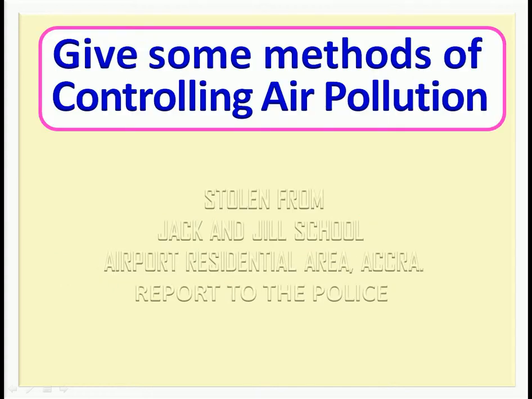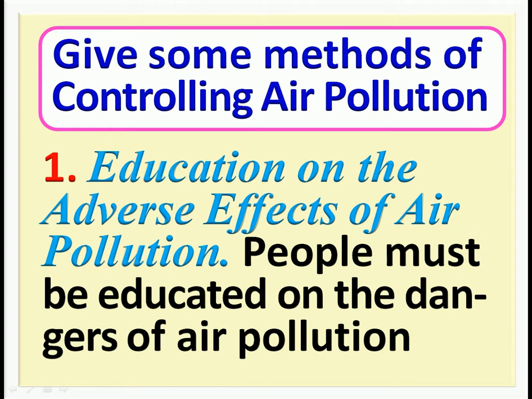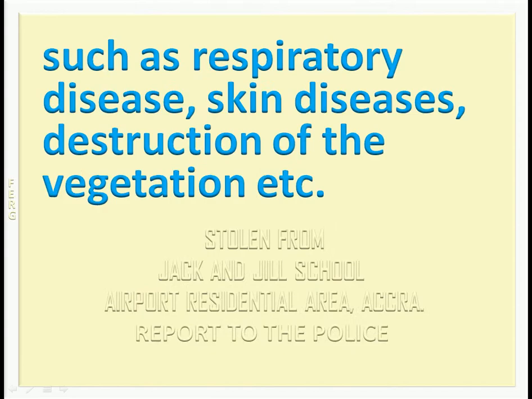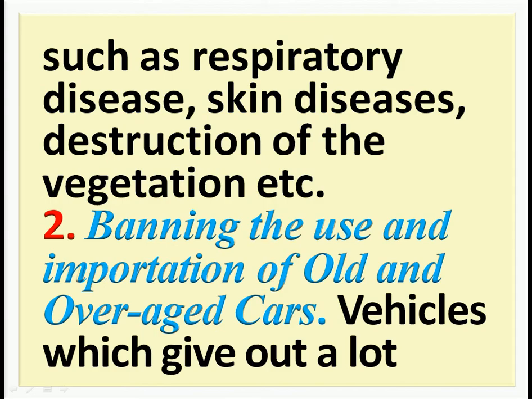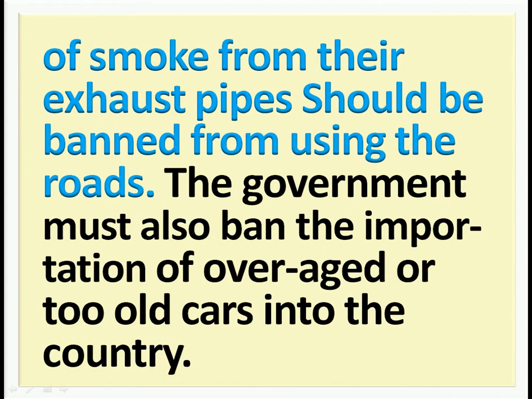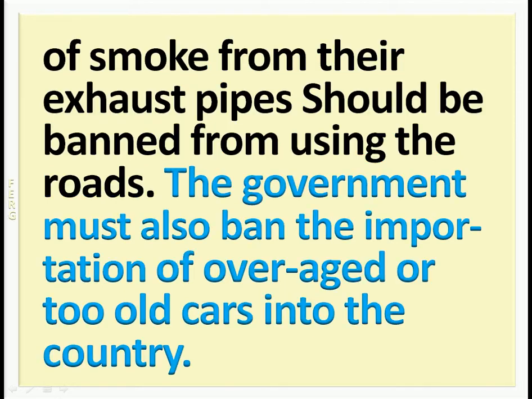Give some methods of controlling air pollution. 1. Education on the adverse effects of air pollution. People must be educated on the dangers of air pollution such as respiratory disease, skin diseases, destruction of the vegetation, etc. 2. Banning the use and importation of old and overaged cars. Vehicles which give out a lot of smoke from their exhaust pipes should be banned from using the roads. The government must also ban the importation of overaged, or too old cars into the country.